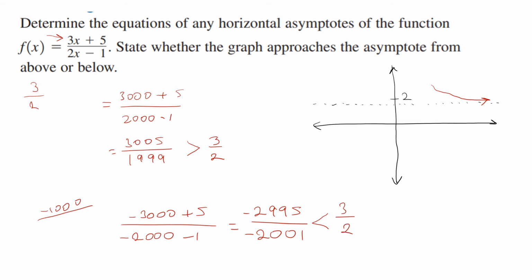Now, because it's smaller, that means the graph is approaching from below. So when it's going into the negative side, it will approach from below instead of above. So it won't go like this, because that's approaching from above, and this would be approaching from below. So something like that.